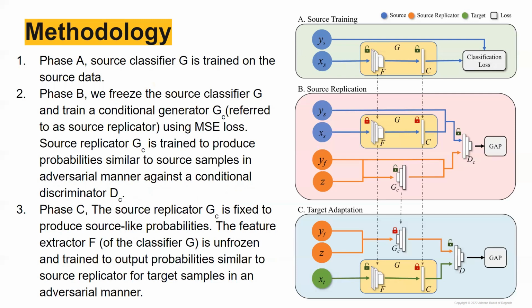Finally, in phase C, we freeze the conditional generator and unfreeze the feature extractor part of the classifier. We use the conditional generator to generate synthetic source probabilities, and we use the classifier to generate target probabilities. We perform adversarial alignment of the target probabilities with the synthetic source probabilities. This aligns the target probabilities with source, and it also improves the target performance.